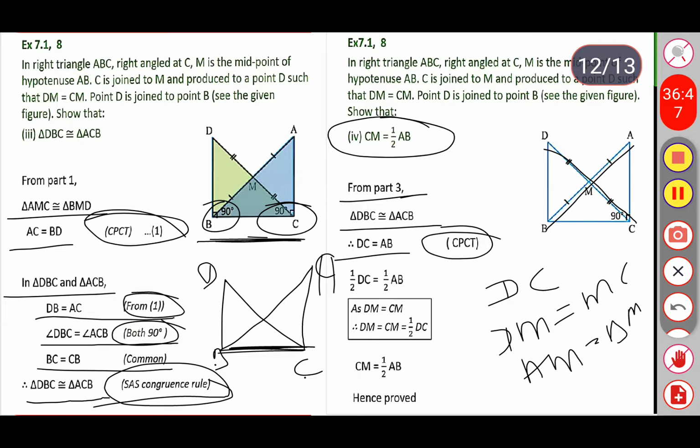These are the equal parts of the two line segments CD and AB. Therefore, as DM is equal to CM, CM is half of DC. Therefore, CM is equal to half of AB. Hence, this is the proof of the fourth sub-question of the main question, the eighth one.